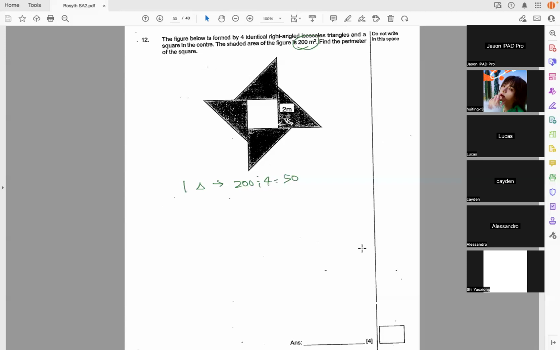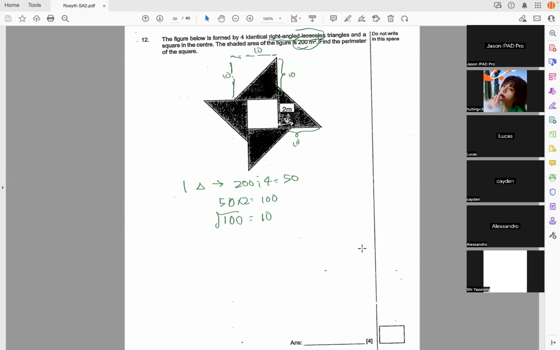Because it is a right angle isosceles triangle, if I put 2 of them together, it is a square, right? So 50 times 2, you get a square. That will be the area of this square. Given the area of a square, you square root, you get a side. Meaning this will be 10, and this whole thing is 10, right? And this whole thing is 10.